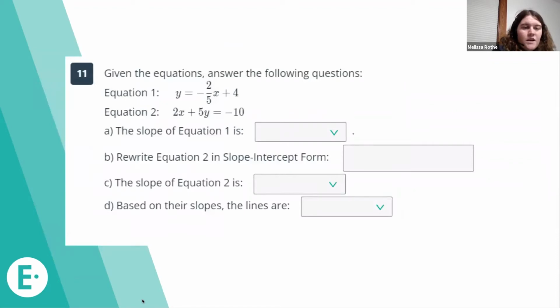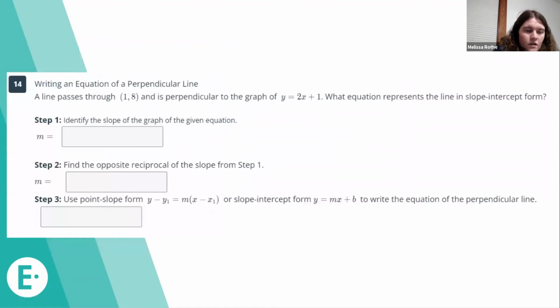Here they have drop down boxes for A, C, and D, whereas for B they have to write in the equation. Next slide. They're asking for the slope of the line given and then the negative reciprocal for step 2, and then the equation. And I love that Edulastic understands math and it knows that point slope form is the same as slope intercept form and equivalent equations. There is a box to click if you do not want them to understand, or if you want a student to type it in a particular form.